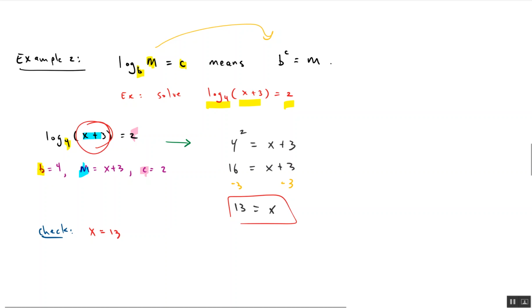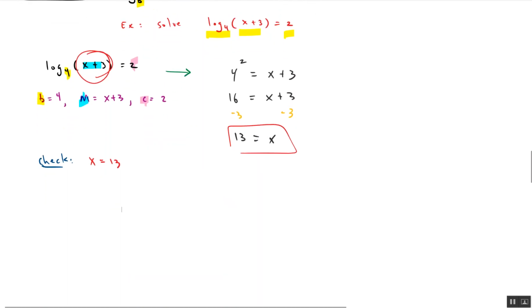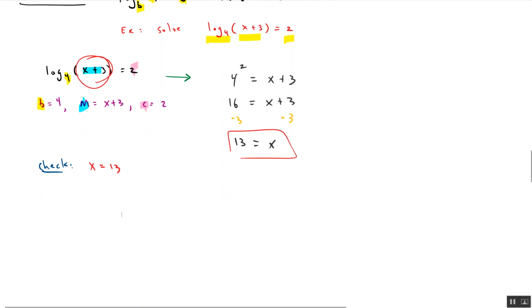Let's check our problem to see what we have. To check our answer, we plug our answer back into the original equation. The original equation was log base 4 of x plus 3 equals 2. 13 was our x, so we're going to plug that in. Log base 4 of 13 plus 3 equals 2.